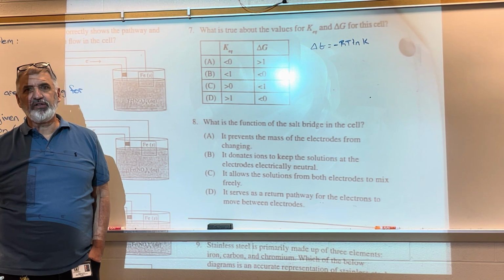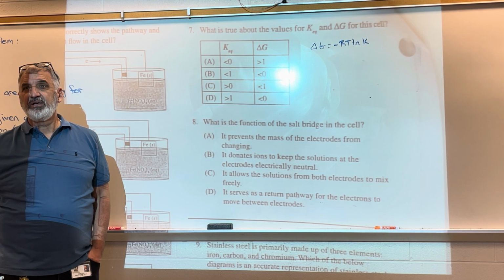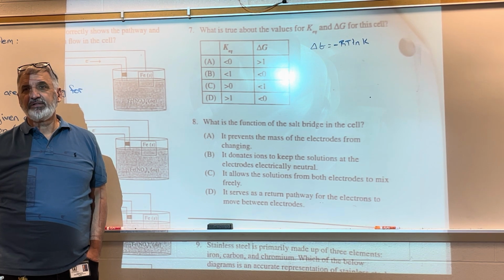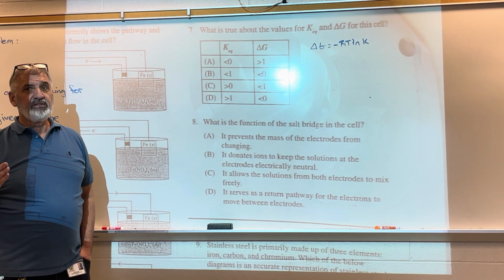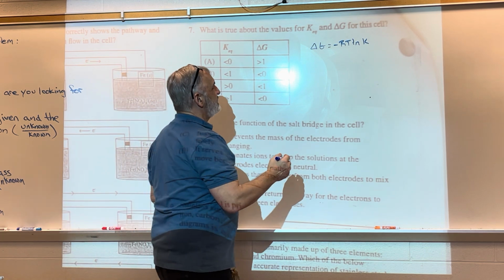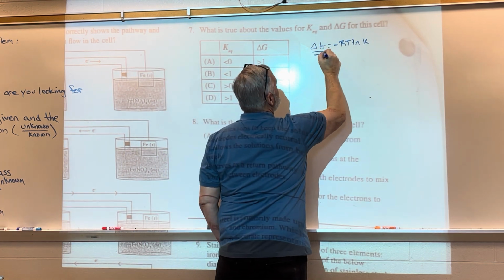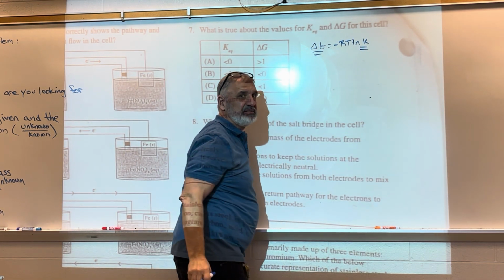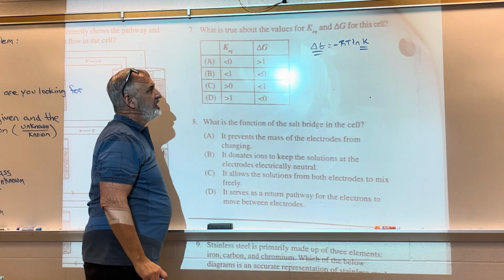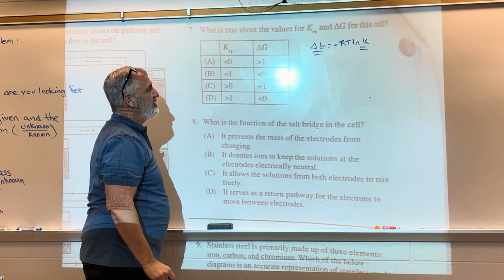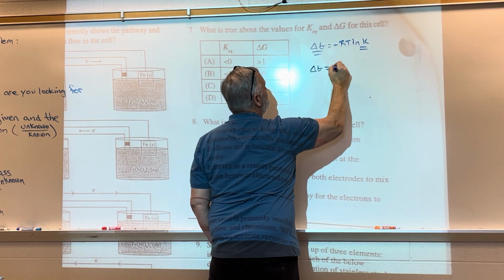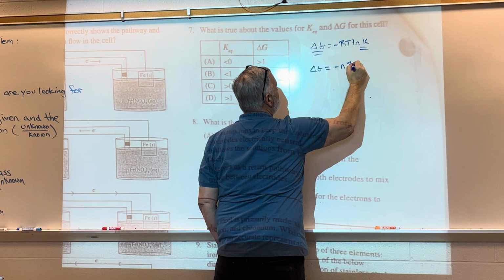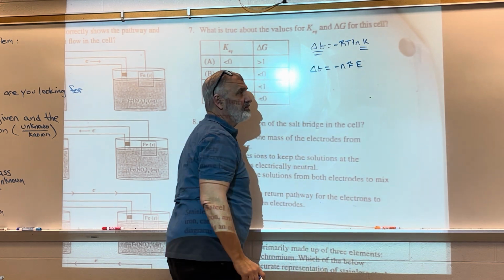I think it was a bonus on the test. Yes, is it 45? Good, yes. Now, that's the relationship between delta G and K. All right? Delta G and K. The relationship between delta G and negative N, F, E. Okay?